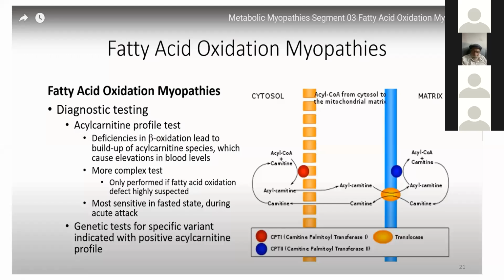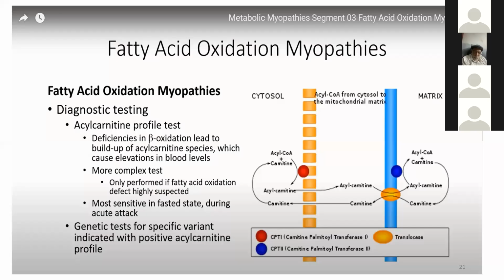Like in the history, the patient suffers after prolonged fasting, after intense exercise. It's most sensitive in fasted state during the acute attack. Then you can come to the genetic test for a specific variant indicated with positive acyl carnitine profile. Positive acyl carnitine profile means elevated acyl carnitine relative to carnitine level.